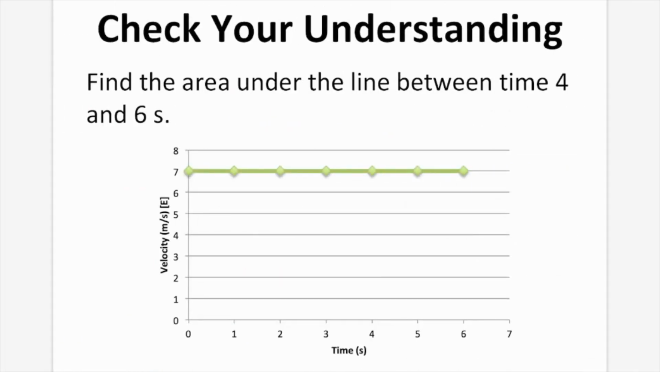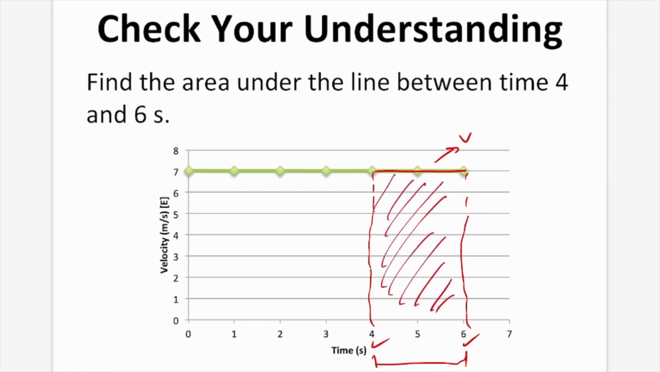Check your understanding. Find the area under the line between times 4 and 6 seconds. So here's time 4, and here's time 6. There's our velocity. There's our time interval. So the area underneath is right there. Now how do we calculate area?